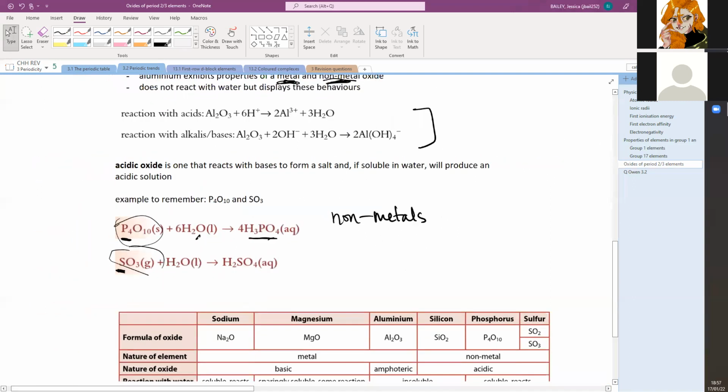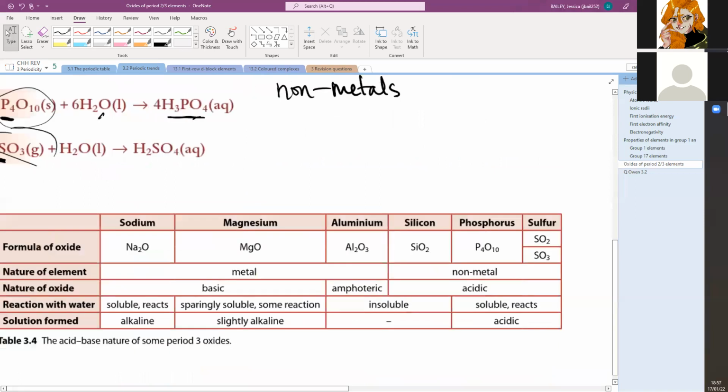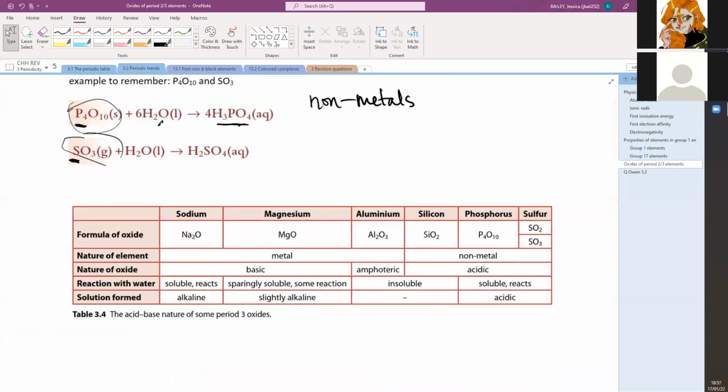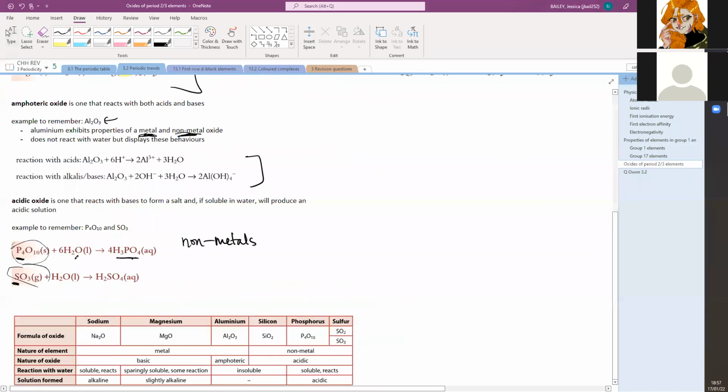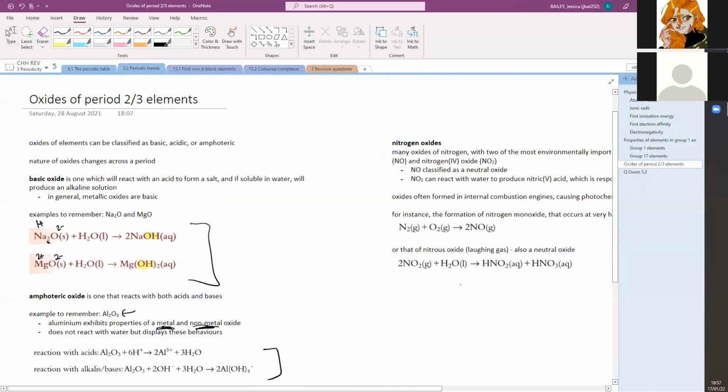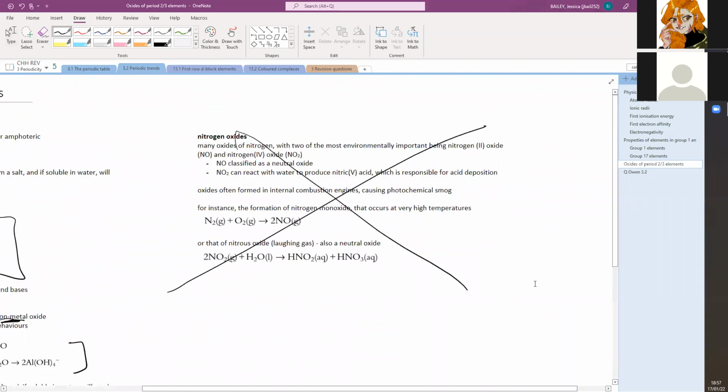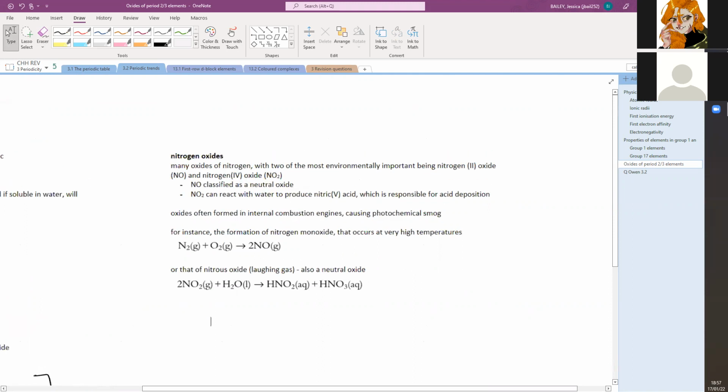Pretty useless table. I don't know if you like that table. I don't like that table, but it just goes through everything that we talked about before. And nitrogen oxides, not important. You would have gone through them in topic 8 anyway. If you want to read that, you can.